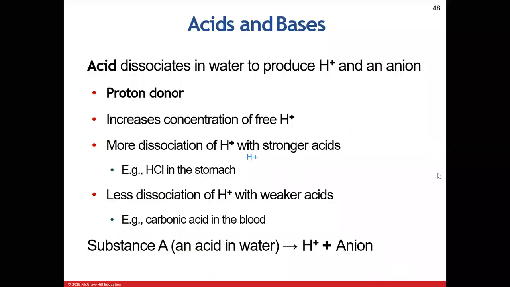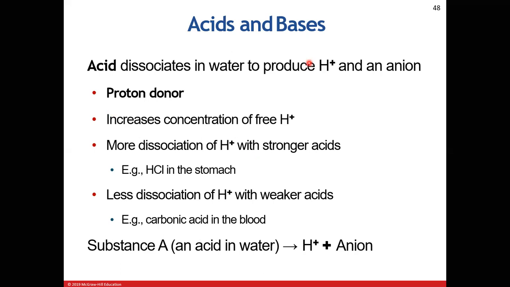So as we look at acids and bases, the first thing we're going to look at is an acid. Acids are typically going to dissociate in water, and they're going to produce an excess amount of hydronium ions and another particular anion. So it's going to have some additional negatively charged product. We typically refer to these as proton donors because, as indicated before, we oftentimes call the hydronium ion a proton, and so we consider these proton donors. They are going to increase the concentration of free hydronium ions.